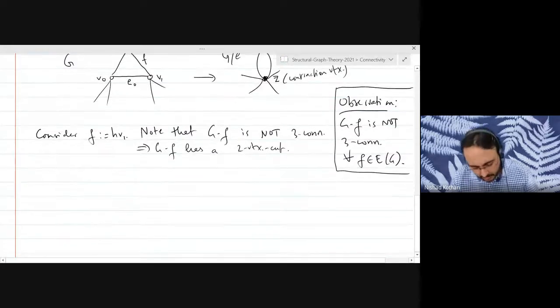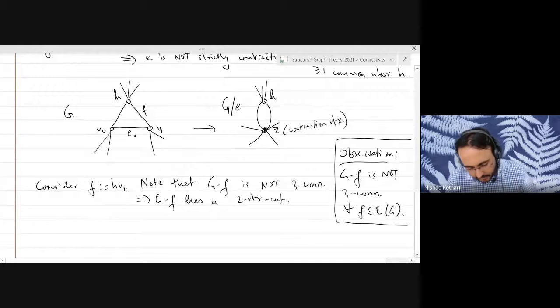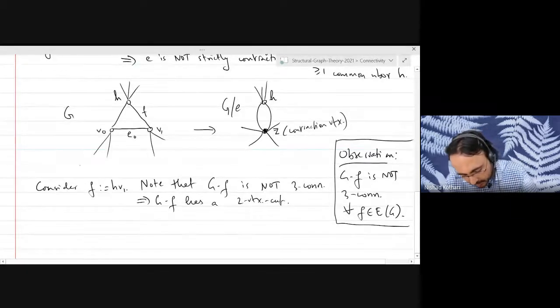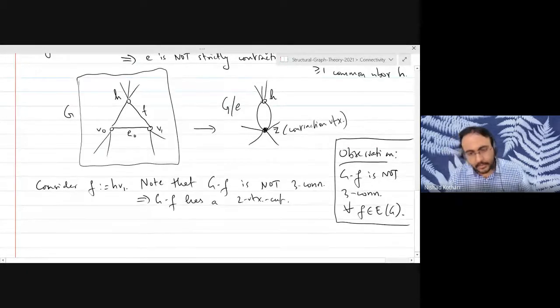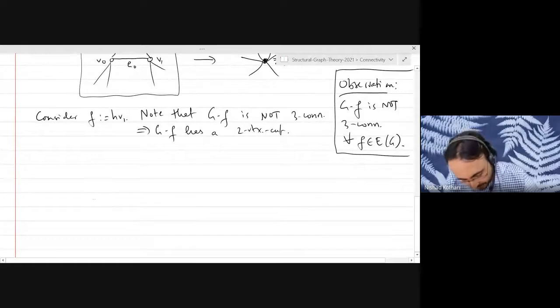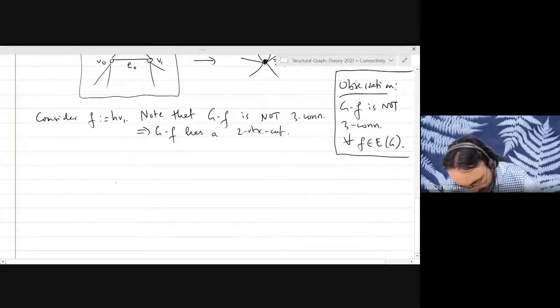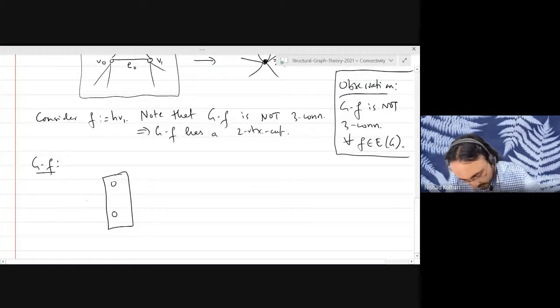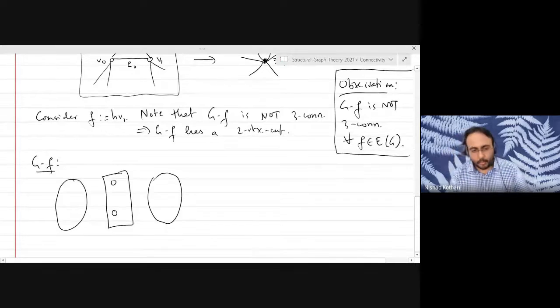So let us try to understand. The point is we have some information about the structure of this graph. So we are going to use this in the context of there being a two vertex cut after deleting the edge F. Okay. So what happens? In the graph G minus F, there is a set of two vertices that will disconnect the graph into some number of components. I will convince you that there has to be exactly two components, but there are at least two components.